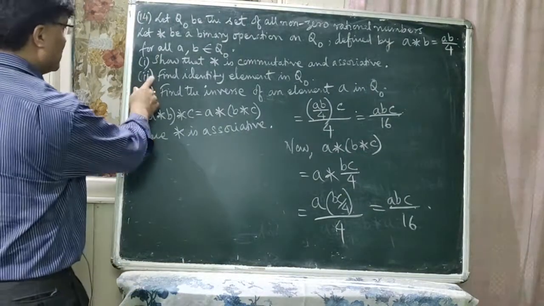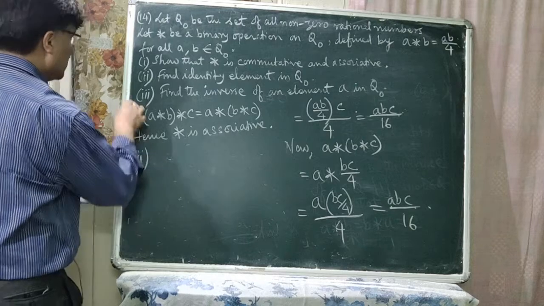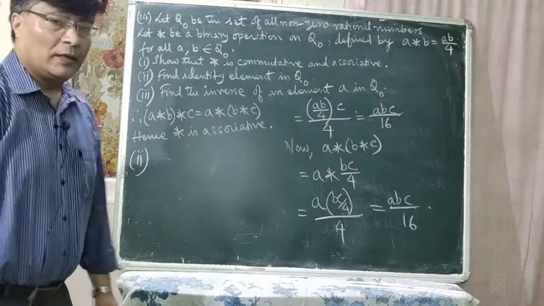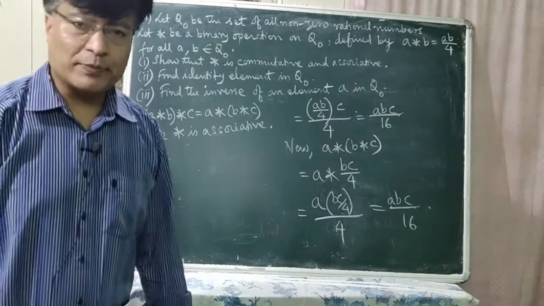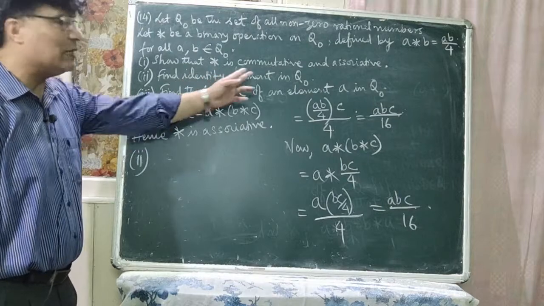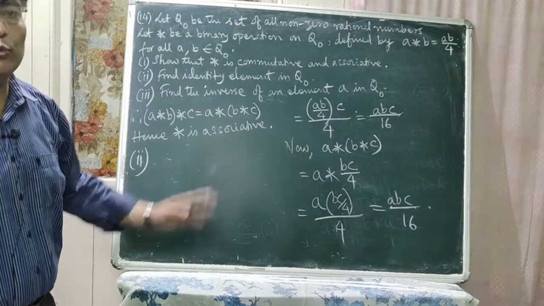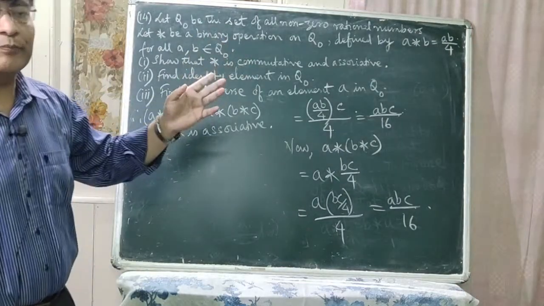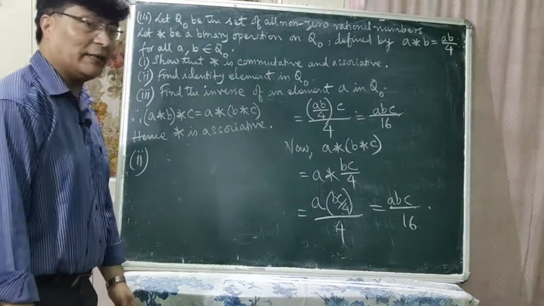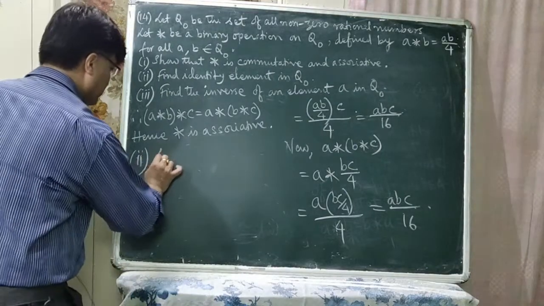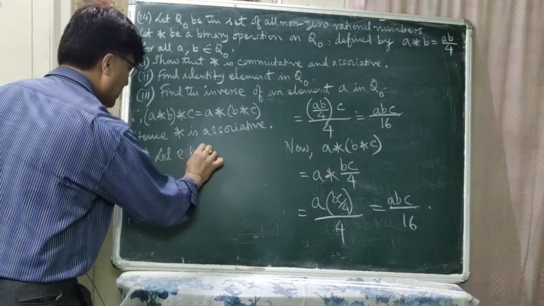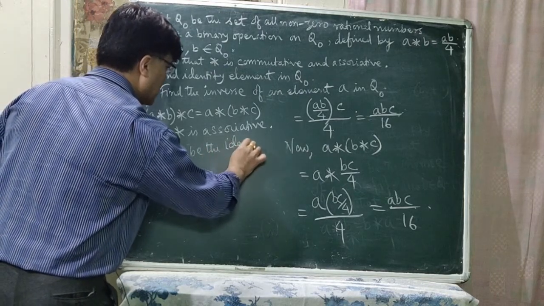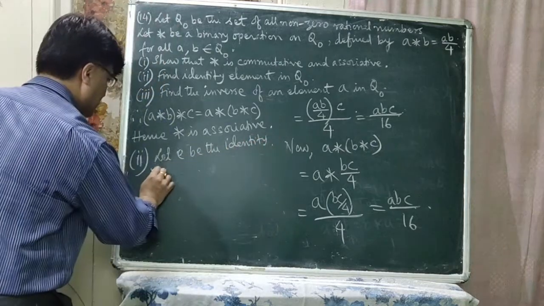Now what is the sub part here? 2. So let us do this sub part, question number 2 of number 14. Now what is to be done here? You have to find out the identity element in Q0. That is, Q0 means the set of all non-zero rational numbers. Okay. So now let e be the identity element.